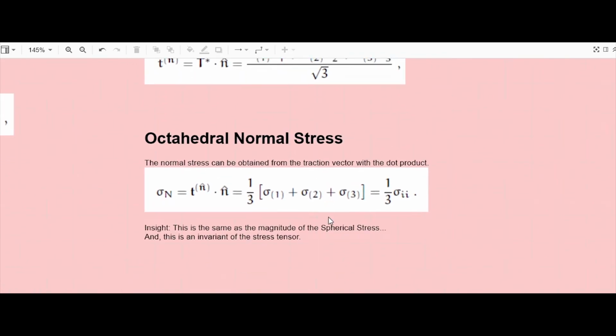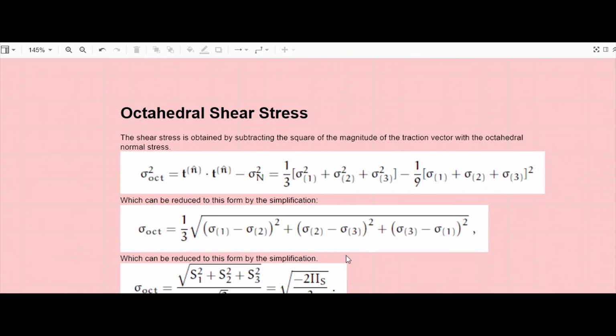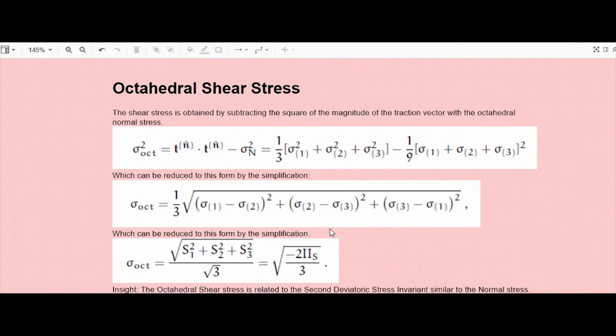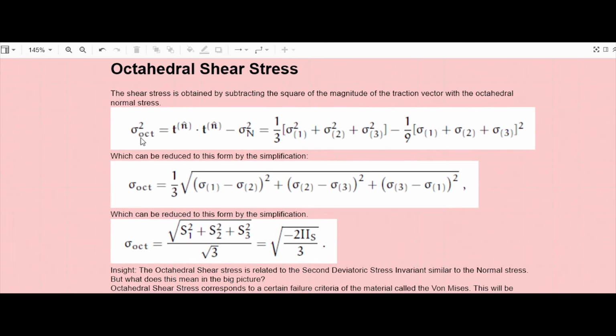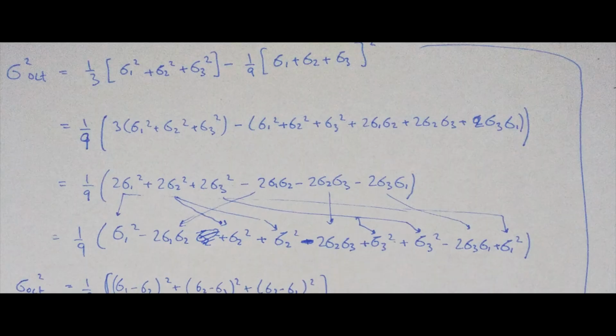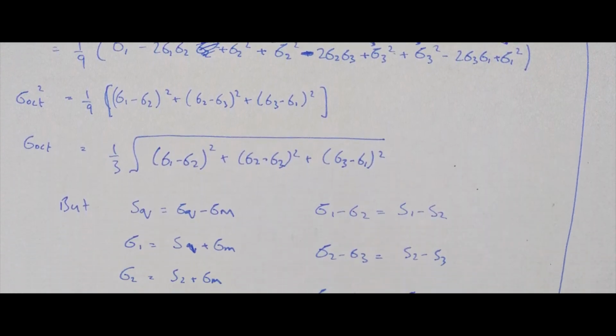Similarly, let's see if the shear stress gives us something interesting. The shear stress will be the difference of the magnitude of the traction vector with the magnitude of the octahedral normal stress. That is written as this equation, which simplifies into the following relation, which can be further reduced to this relation. Here is the derivation for these relations if you so fancy.